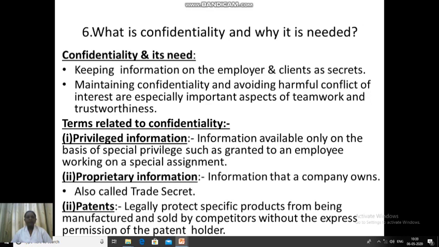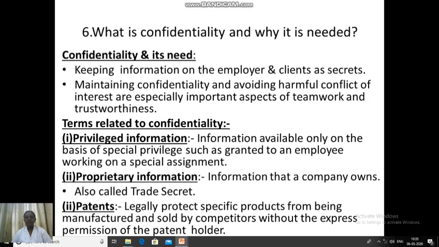Confidentiality and its need. Keeping information on the employer or clients as secrets, maintaining confidentiality and avoiding harmful conflict of interest are especially important aspects of teamwork and trustworthiness. The terms related to confidentiality are privileged information, proprietary information and patents.